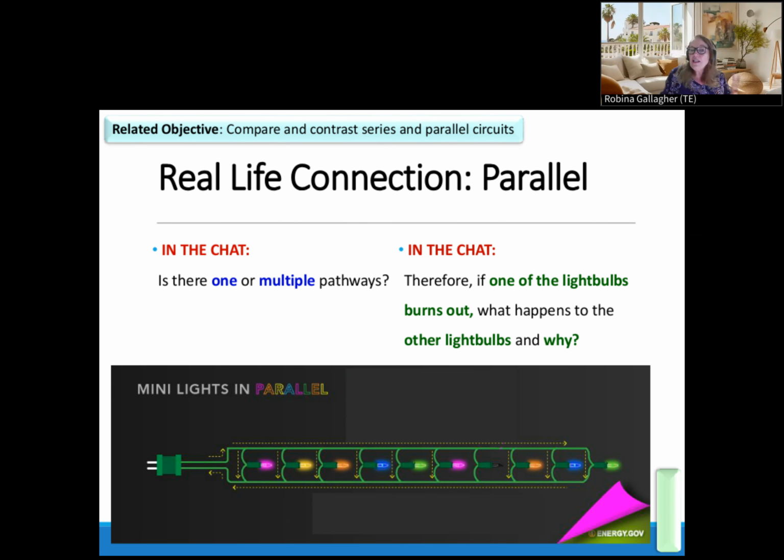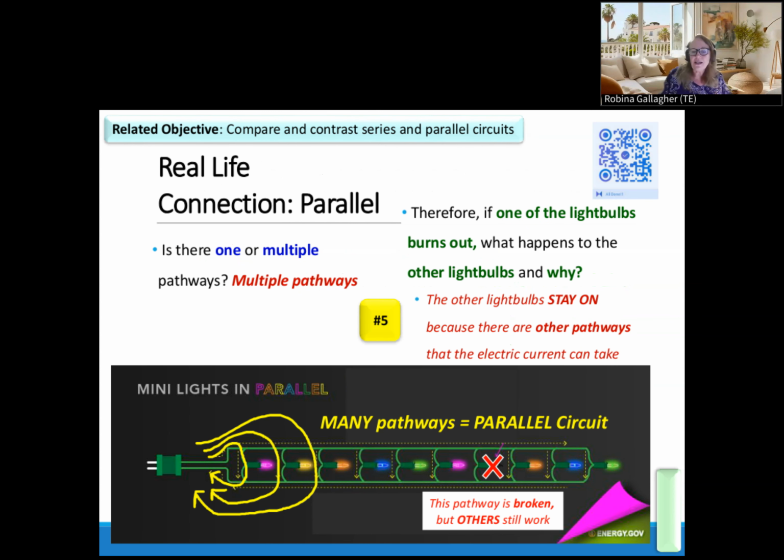Okay, now look at this one. Is this multiple pathways or is it a single pathway? Yeah, this one has multiple, right? Exactly. And if I were to count them, it would actually have 10 different pathways that the electrons could go. With this one, if one light bulb goes out, what happens to the other light bulbs? Tito, yep. The others are going to stay on. Exactly right.